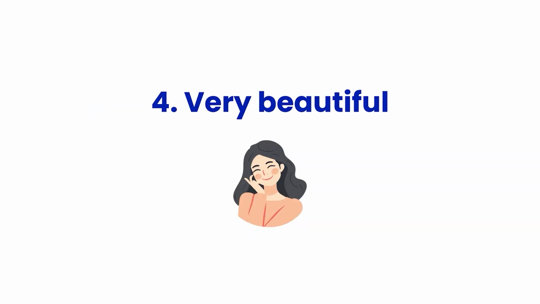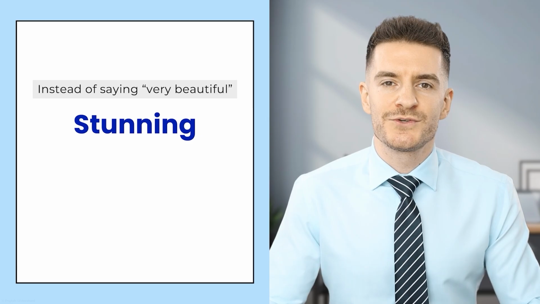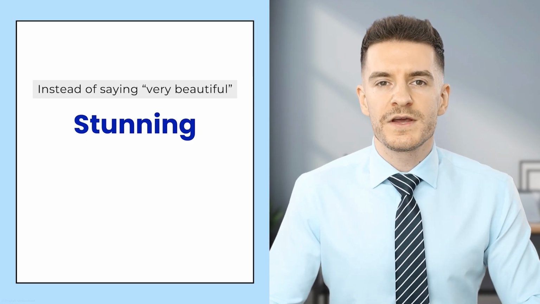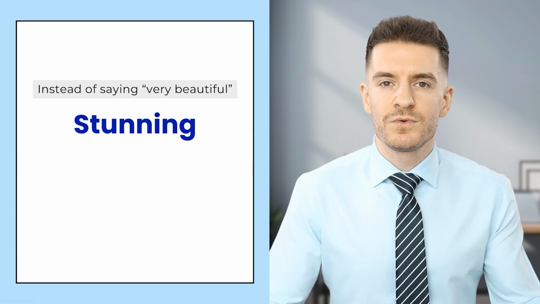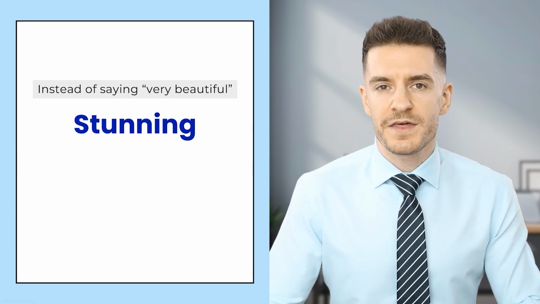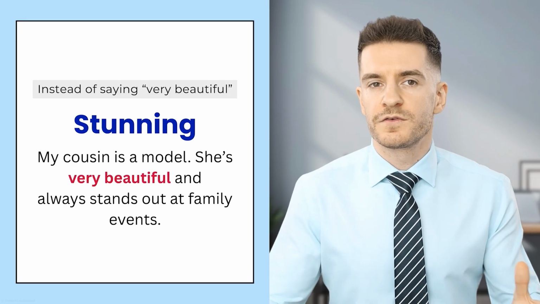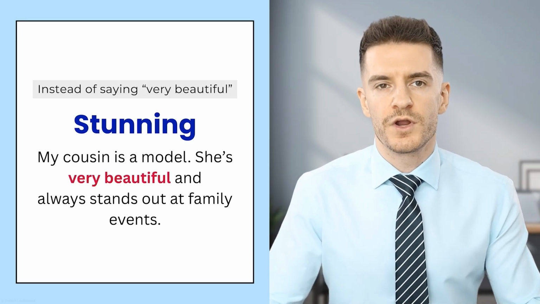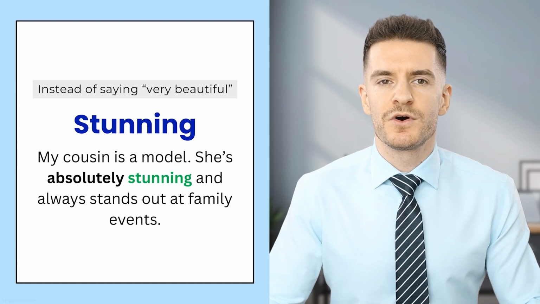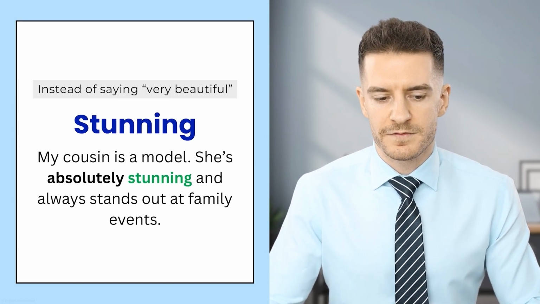Let's move on to number 4, which is very beautiful. Now, there are lots and lots of different ways to say very beautiful, but a very common one is stunning. You can use it to describe people, places, or even things. So it's not just to describe people. So for example, my cousin is a model. She's very beautiful. Well, no, we could say my cousin is a model. She's absolutely stunning and always stands out at family events.